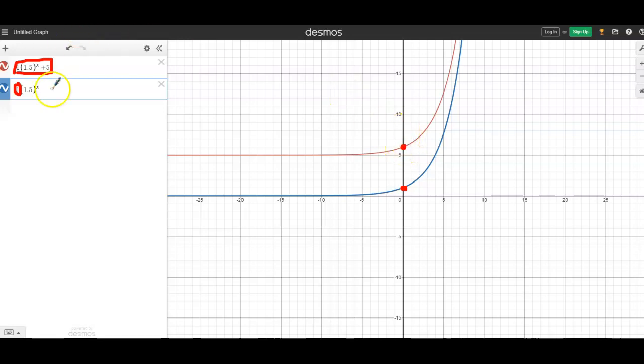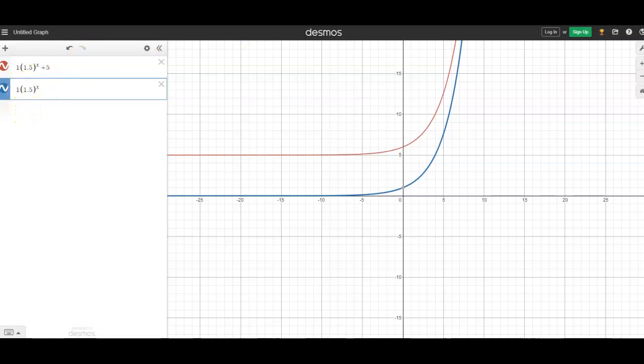So as you guys can see, whenever you do a vertical shift, it's going to change your horizontal asymptote, and it's going to change your y-intercept. And how does it change it? Well, basically it adds 5 to them. The horizontal asymptote used to be 0, but now it's 5, because 0 plus 5 is 5. The y-intercept used to be 1, but now it's 6, because you add 5 to it. 1 plus 5 is 6. Okay? And so that's the idea there.